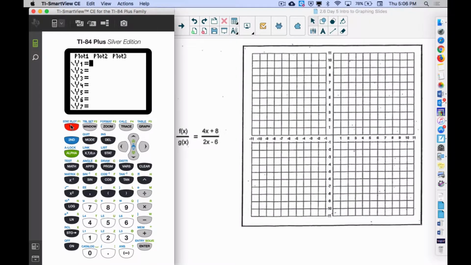So first thing we would need to do if we're going to graph this is go into y equals on the calculator and put in the function. But we specifically need to make sure to put parentheses around the numerator and the denominator. So 4x plus 8, all in parentheses, divided by, then parentheses around 2x minus 6.